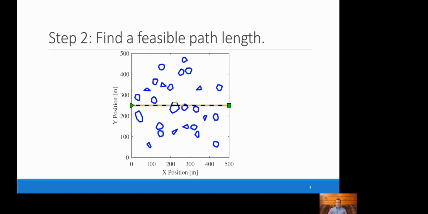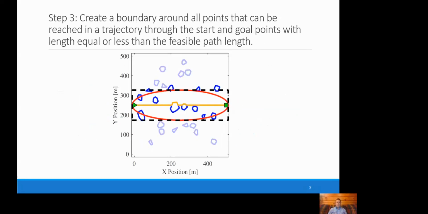From there, we can then create a boundary around all the points that can be reached in a trajectory through the start and goal points with a length equal or less than the length of that feasible path we just found. So when you do that, what you find is that there's a boundary that is an ellipse around your starting and goal points that encompasses all the points that can be reached with a distance equal or less than that feasible path length. But for simplicity and for quick calculations, what we have done is bound that ellipse by a rectangular box in order to speed things up.